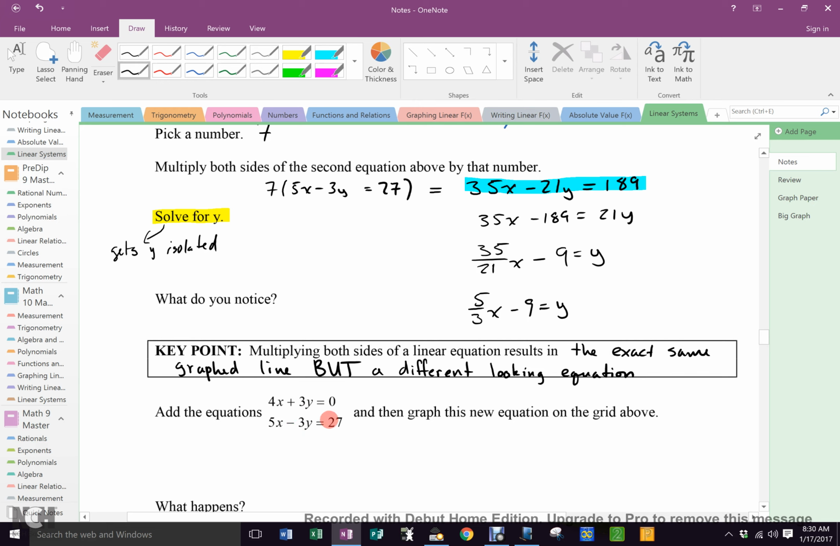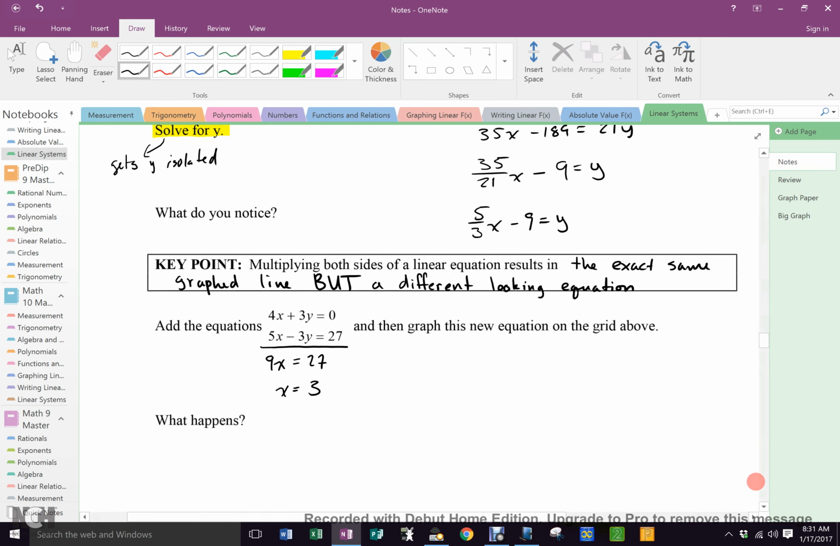Add these equations. So you remember how to add equations from polynomials. What's 4x and 5x? 9x. What's 3 minus 3? Negative 3, plus 3, minus 3. 0. And 0 minus 27, or, sorry, 0 plus 27. 27. And now, what do you do with that? Divide by 9. So x equals 3.